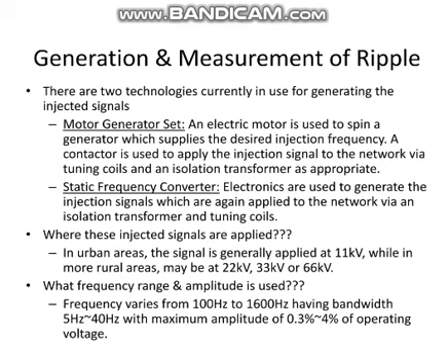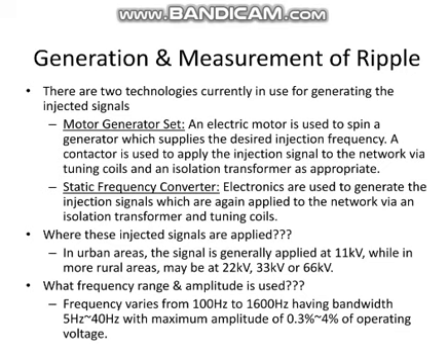Motor generator set. An electric motor is used to spin a generator which supplies the desired injection frequency. A contactor is used to apply the injection signals to the network via tuning coils and an isolation transformer as appropriate.